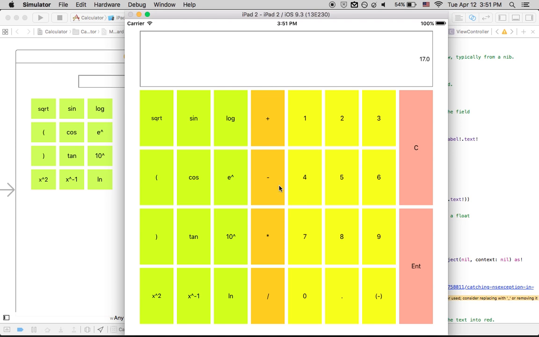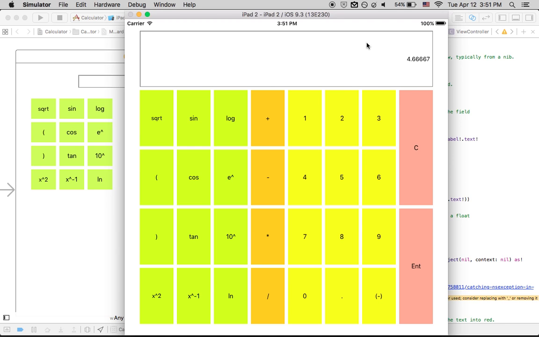If I subtract 3 from it, it shows up here, and then 14. If I multiply by 2 here, 28. If I, let's say, divide this by 6, I'll get the decimal as well. So the four basic calculations work.